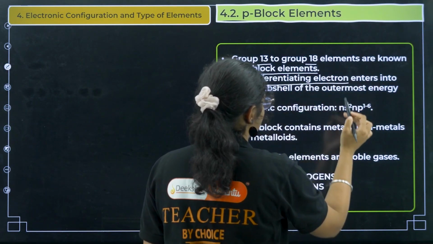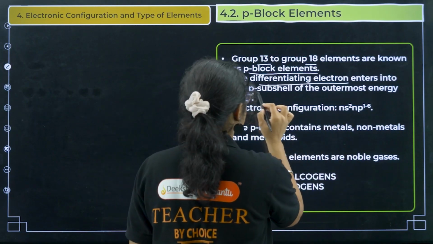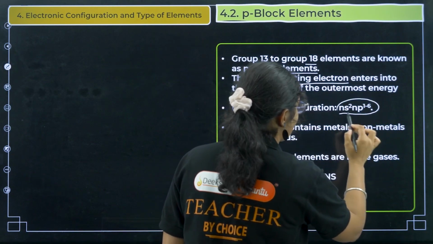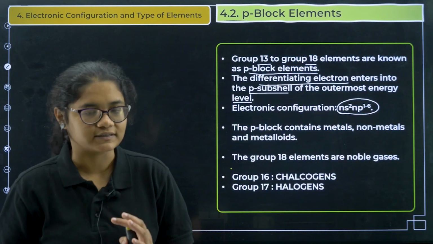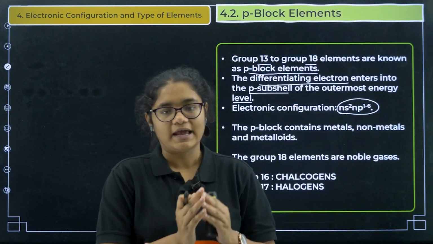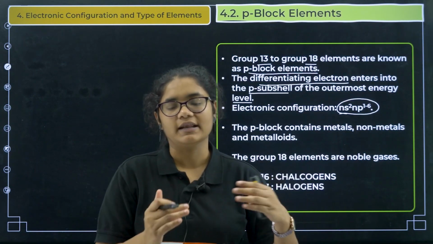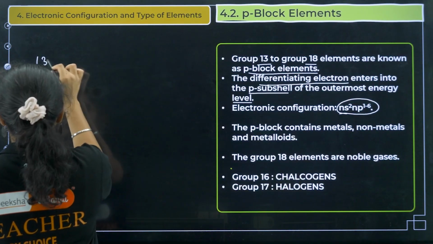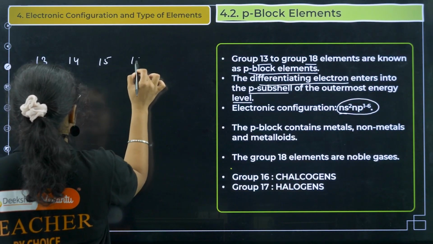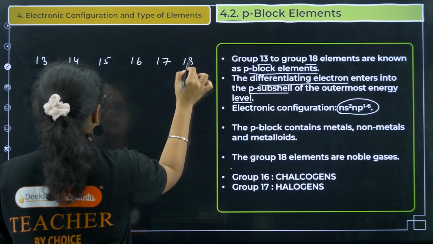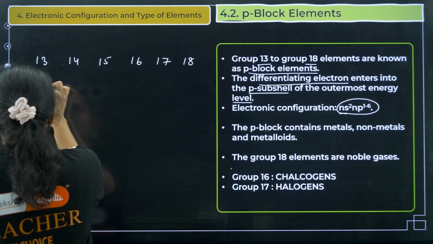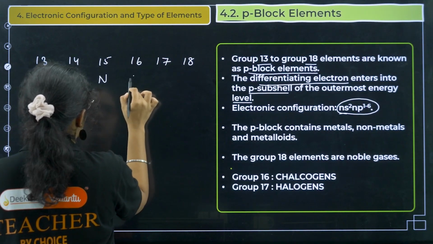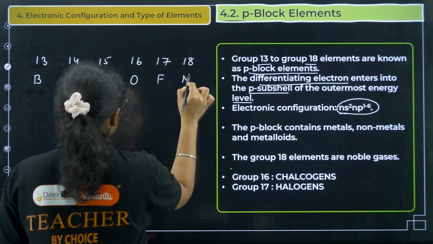The differentiating electron, or you can say the last electron, enters the P subshell of the outermost energy level. The electronic configuration varies from ns2 np1 to np6, meaning it can be ns2 np1, ns2 np2, ns2 np3, ns2 np4, np5 and np6. For example, we have group 13, group 14, group 15, group 16, group 17 and group 18. Here we have boron, carbon, nitrogen, oxygen, then fluorine and then neon.